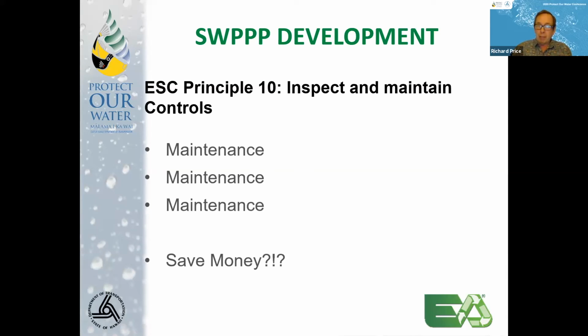And then principle 10 is inspection and maintenance controls. And I will say maintenance, maintenance, maintenance, because when we typically bid these jobs, we will, again, measure the perimeter, look at the cost of silt fence to install the silt fence, and boom, there's our cost. But often over the course of a project that lasts for many weeks or months, or sometimes even multiple years, the maintenance of that silt fence can far exceed the cost of what you initially put in there.